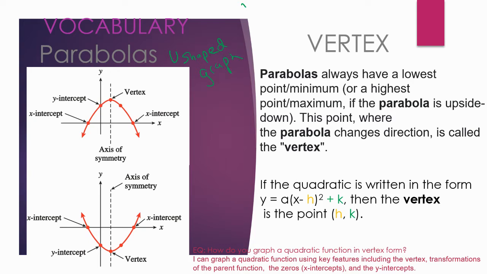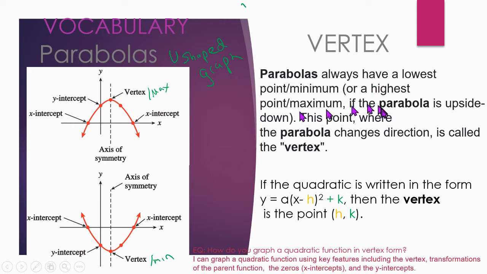You'll see we could have a parabola that opens up, and notice your vertex is at the very bottom. We call that the minimum. Or it can open down, and then the vertex would be the maximum. Where it crosses the x-axis is the x-intercepts. Where it crosses the y-axis is the y-intercept. And that line down the middle that is symmetric, left and right, that's called the axis of symmetry.